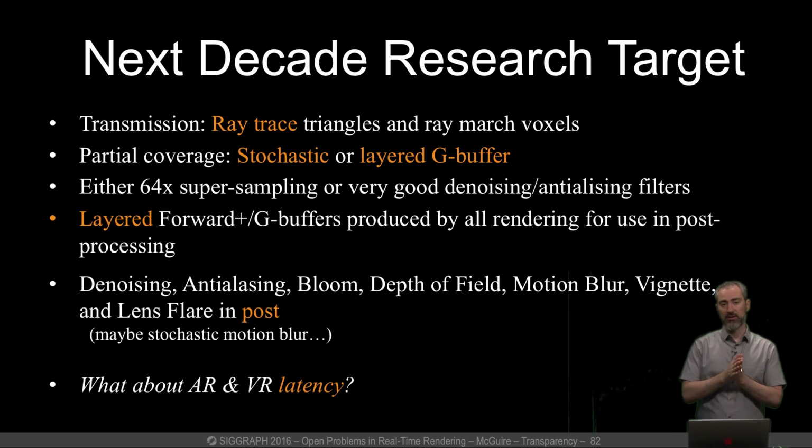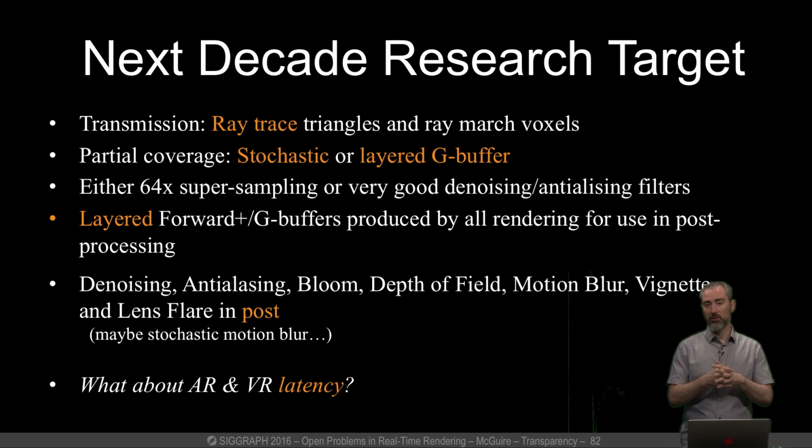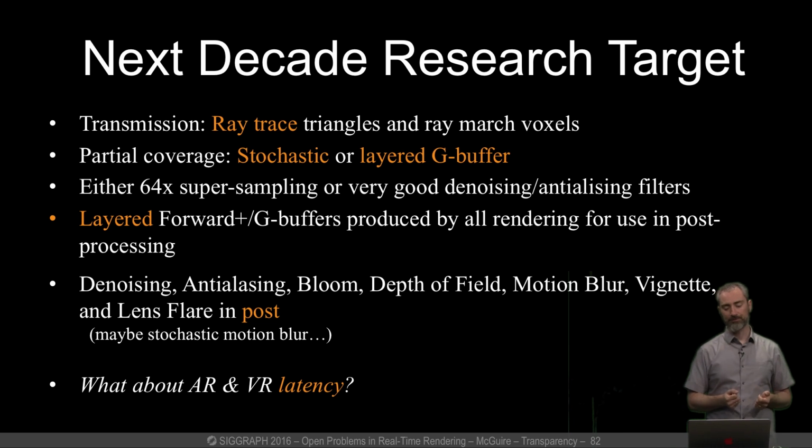The other effects, I think, just like film finds them good enough, we're going to find them good enough. And when we feed them layered G-buffers, the limitations that we see in, say, current depth of field will go away because we can see slightly behind objects due to those layered buffers.